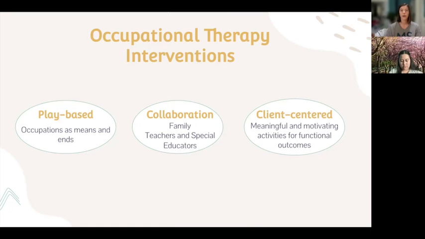Collaboration is super important. Family-centeredness is so important, especially in early intervention. And then teachers and special educators, when kids become school age, whether their therapy is in the clinic or in the school, we want to see those transfer of skills and their functioning in the classroom. And then, of course, being client-centered. We want to use meaningful and motivating activities for functional outcomes. We want the kids to be actively engaged so we can get that transfer of skill and that learning to happen.